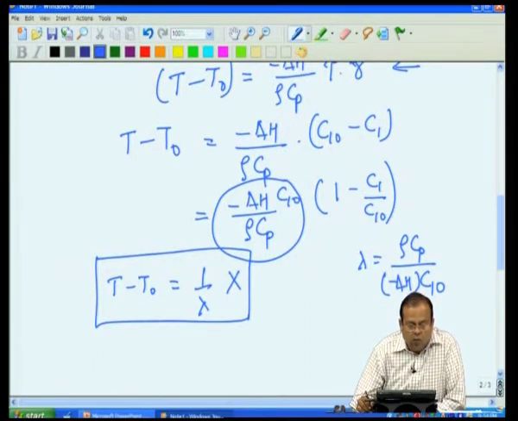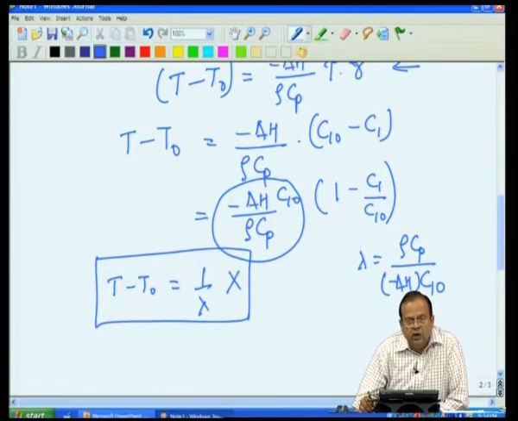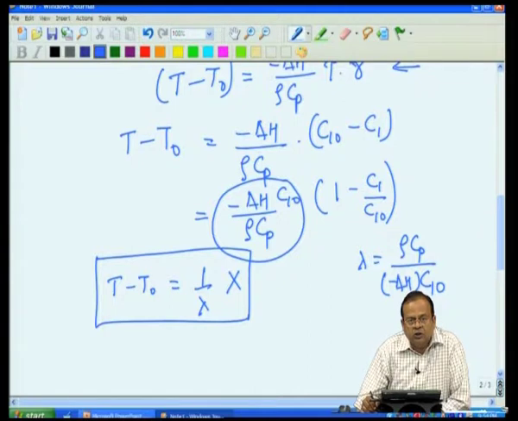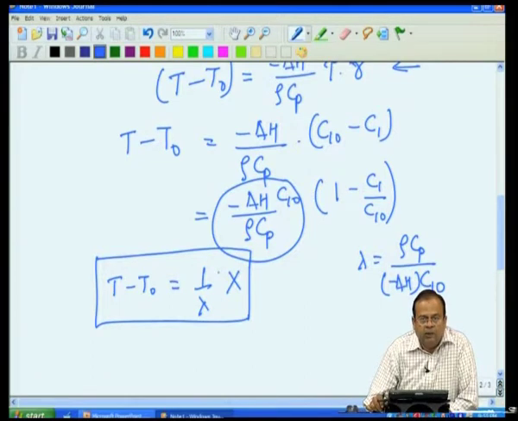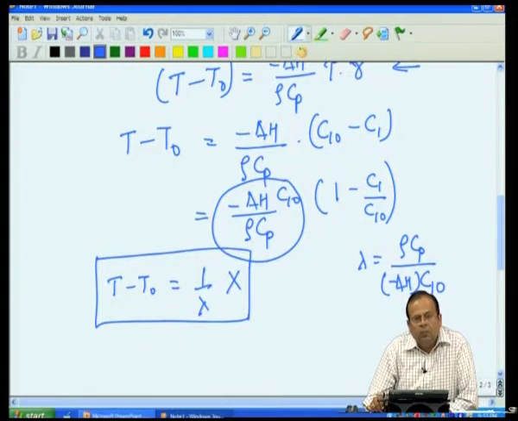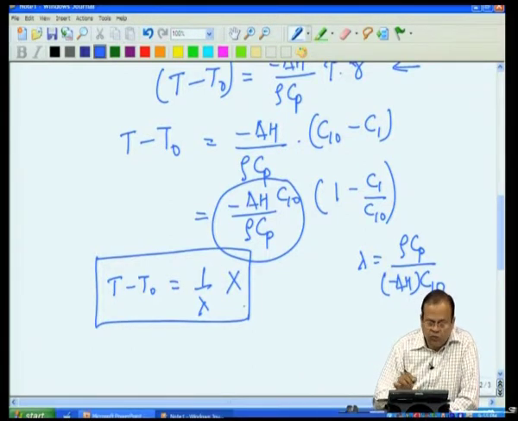What does this relationship tell us? It tells us that temperature and conversion are linearly related through this constant 1 over lambda. There are certain assumptions that we have made, namely the properties such as Cp, rho, delta H are not temperature dependent, they are constant. We are defining these properties for a mixture, but under these simplifying conditions, if they are satisfied, it is a reasonable assumption, at least to illustrate certain important features of adiabatic operations. So, we get this for a stirred tank reactor.